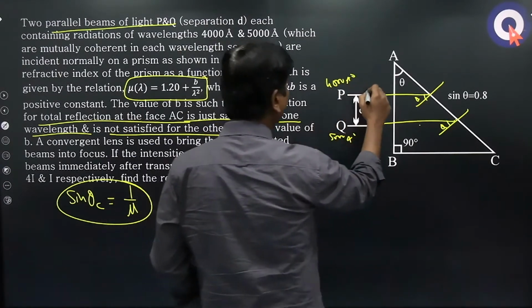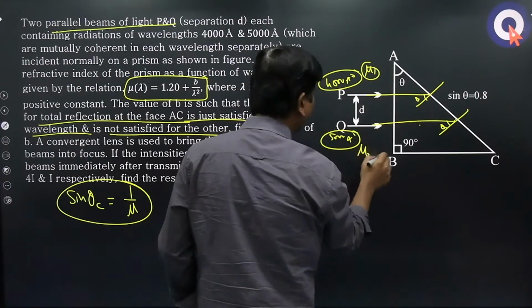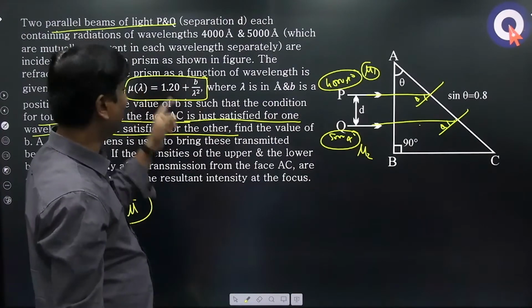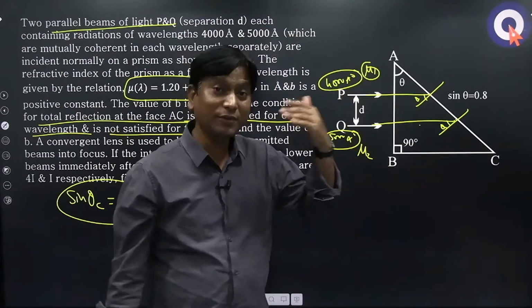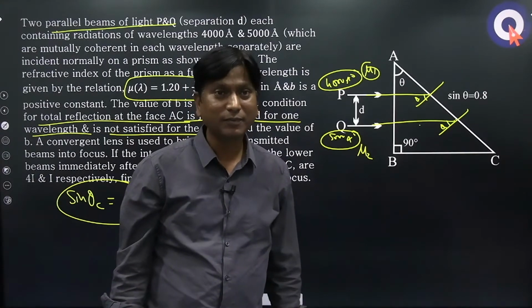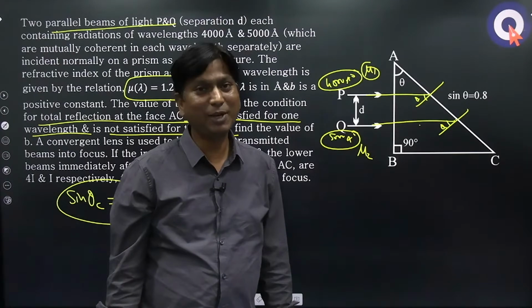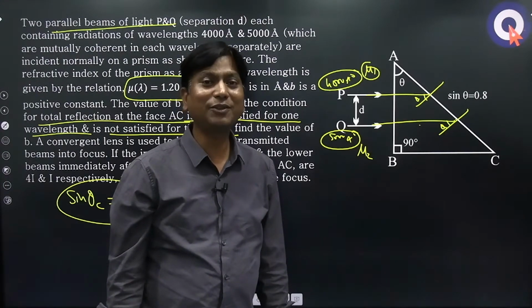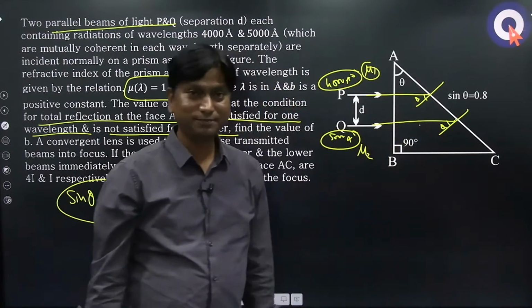So that means refractive index is more for this one or this one. Let us say this is nu 1 and this one is nu 2. Which is greater, for 4000 or 5000? Definitely for 4000 the refractive index is more, and then it will have less critical angle. So when critical angle is less, there is more chance of getting total internal reflection for this one only, because both of them have the same theta.